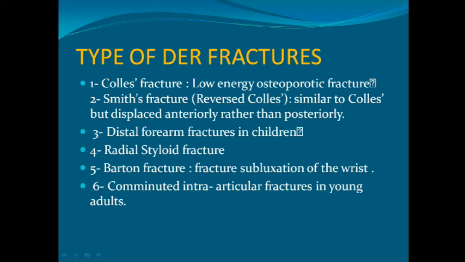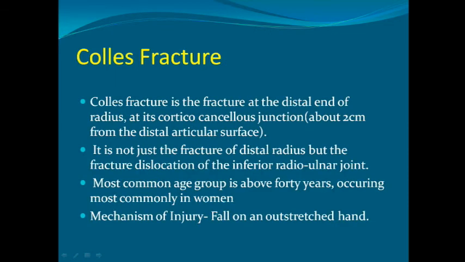So types of distal end radius fracture: Colles fracture, Smith fracture, Barton fracture, styloid fracture, comminuted intra-articular fracture. So number one is Colles fracture. It is the fracture in the distal end of radius at the corticocancellous junction. It is usually about 2 cm from the distal articular surface, the place where cortex and cancellous region join. We have a fracture there, we call it Colles fracture.